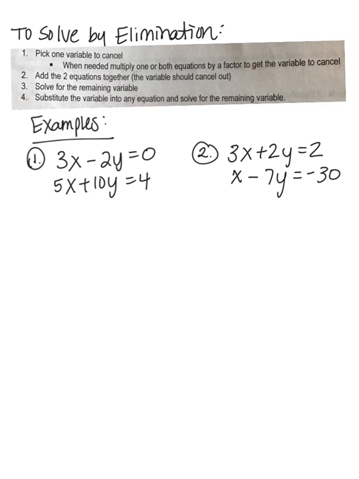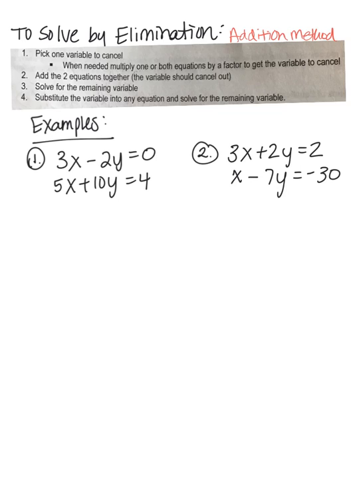Okay, the last method is to solve by elimination. Sometimes it's also called the addition method. Some books call it one thing, some books call it another thing. Probably in high school, most of you learned it as the elimination method, but either way. In this method, what I'm going to try to do is cancel off a variable by adding them together.